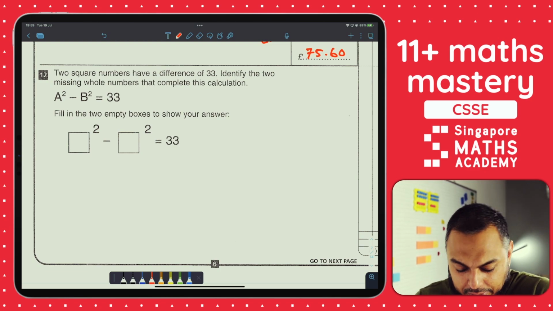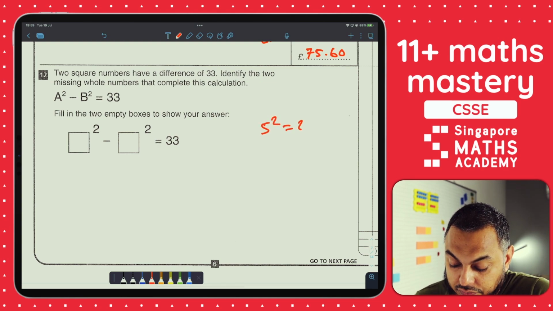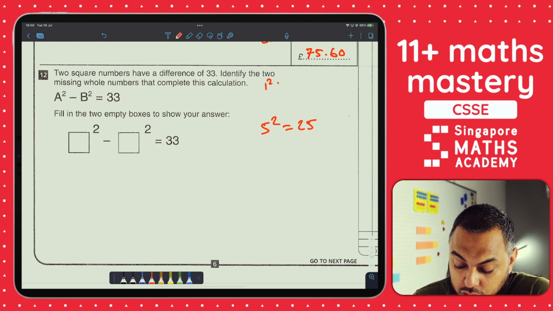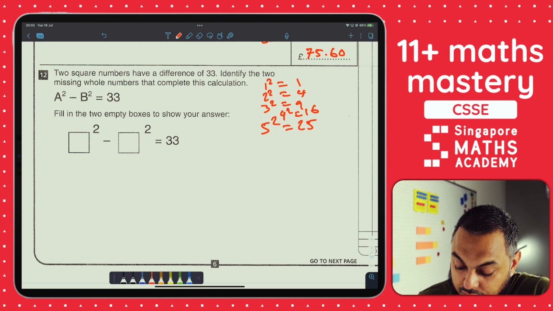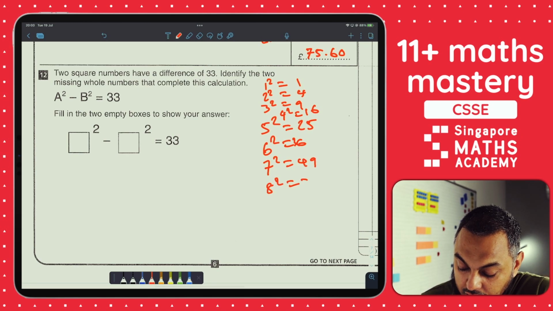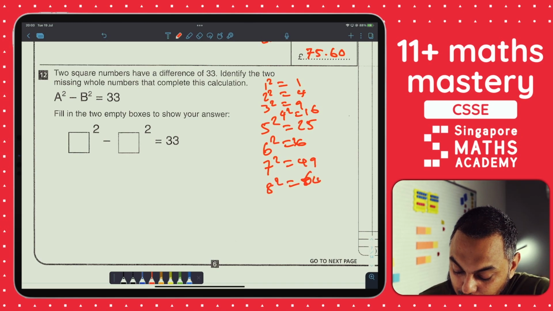So if I think about it, I know that 5 squared, for example, is 25. So I might actually just write down 1 squared equals 1, 2 squared equals 4, 3 squared equals 9, 4 squared equals 16, 5 squared is 25, 6 squared is 36, 7 squared is 49, 8 squared is 64, 9 squared is 81, 10 squared is 100. Can you see how many mistakes I'm making?